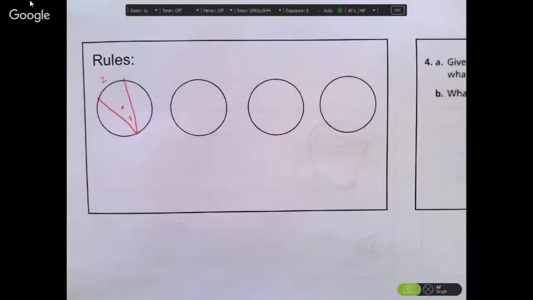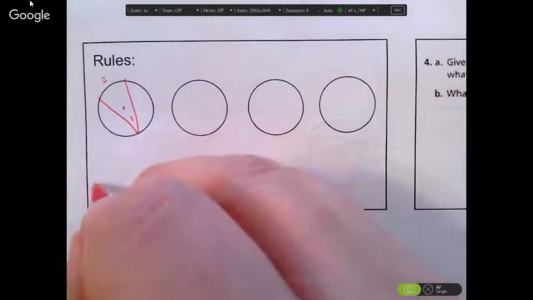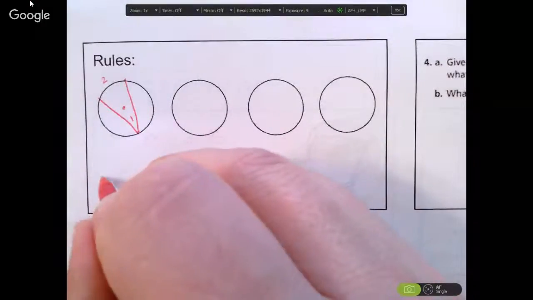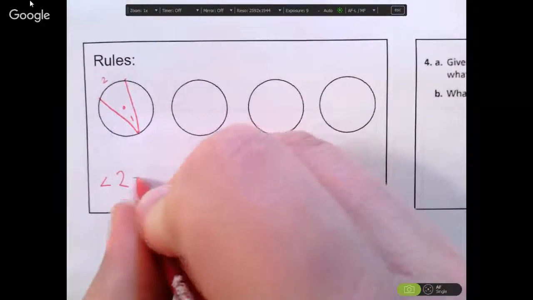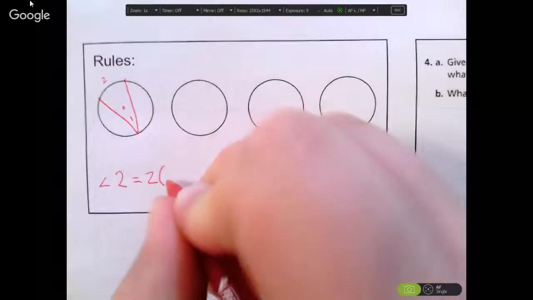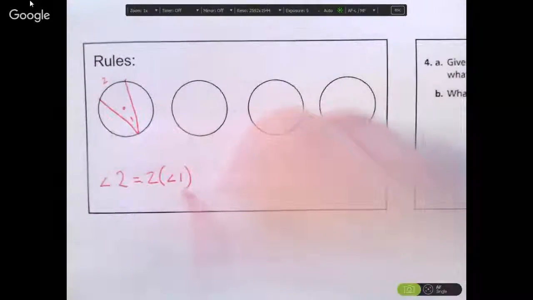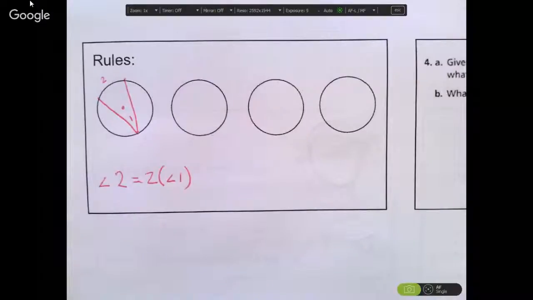Should I use letters or numbers? Numbers. Okay, I don't like letters. Do you connect those? So that means that angle 2 is equal to 2 times angle 1. But don't we need to connect it for that? No, we don't have to do anything. Isn't that telling us that 2 is equal to 1? No, it says 2 is equal to 2 times angle 1.